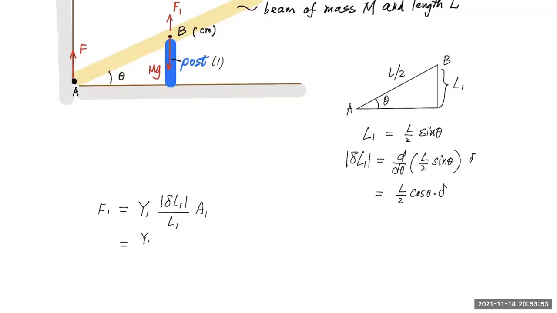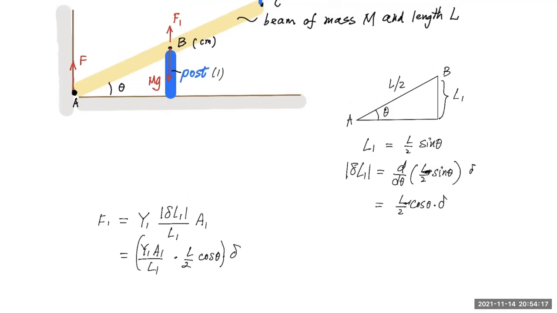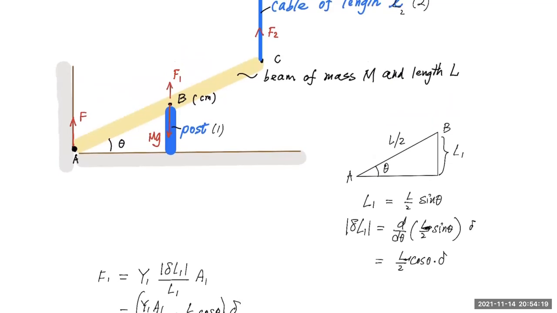So just Y1, A1 over L1 times this expression here, which is L over 2 cosine theta times delta. Okay, so this is this whole set of constants times delta. That's F1. Okay, with the same idea, I can find F2.